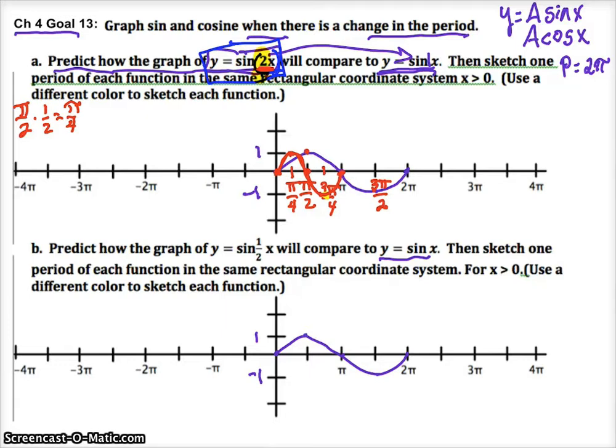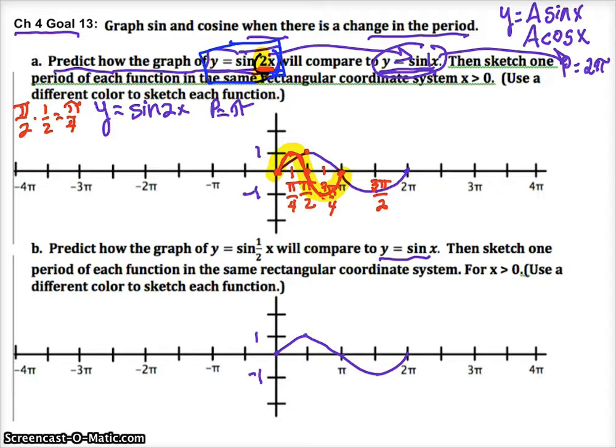So the period for y equals sine of x was 2 pi radians, but the period for y equals sine of 2x is 1 pi radians, as you can see in the function. It starts at 0 radians and ends at 1 pi. Okay, I do want you to practice sketching this function in yellow again.